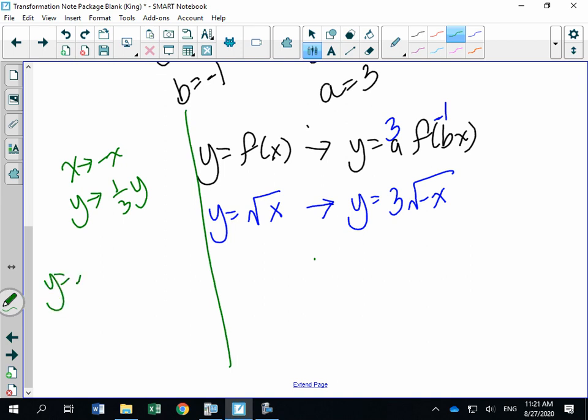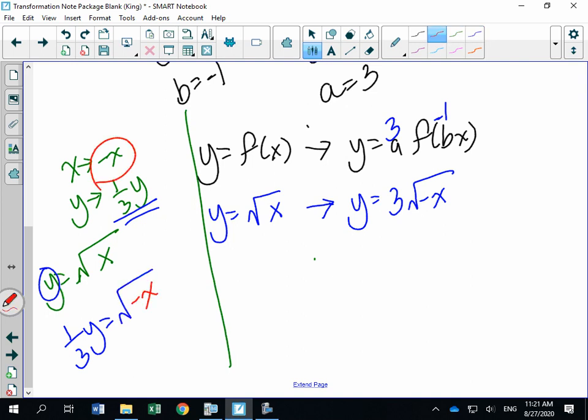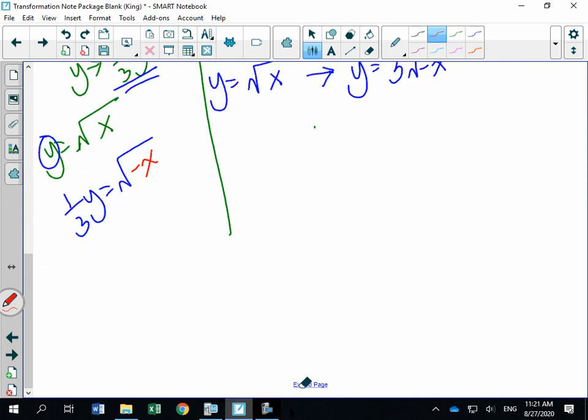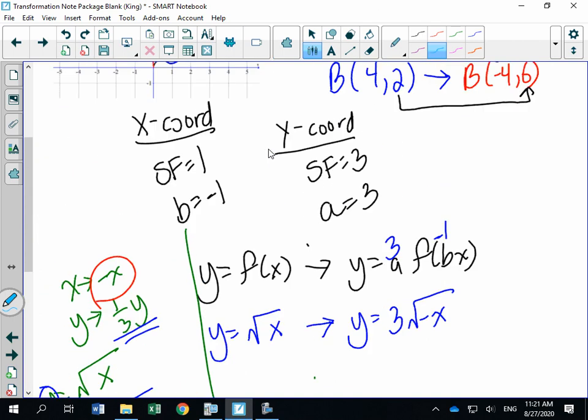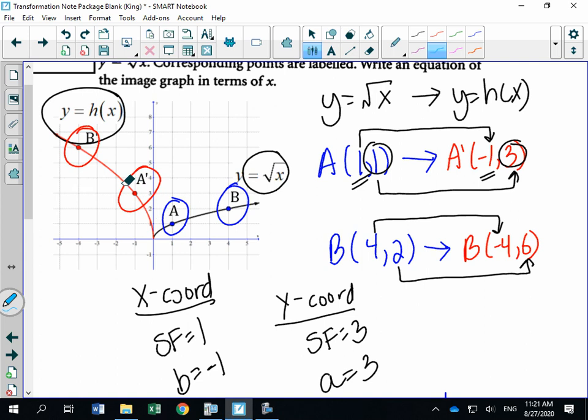So y is equal to square root of x was our original function. Let's replace y with 1/3 y. Let's replace x with -x. And then we need to isolate y by itself. How we get rid of a third is we multiply both sides by 3, and we get y is equal to 3 root -x. And that is going to be the equation of the transformation image, the red radical up here.